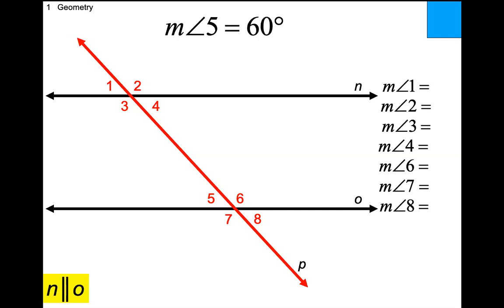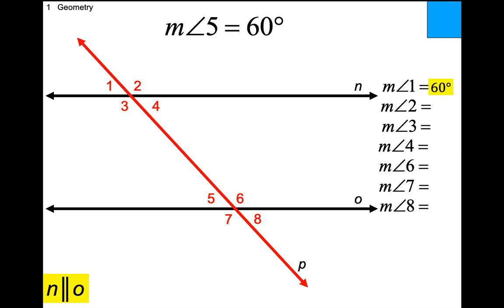So let's see. Angle 5 is right here. It's 60. Well, 1 corresponds with 5. That means 1 is 60. So angle 1 has got to be 60 as well. I'm just going to do them in order. Let's see. 2 is right next to 1, forms a straight line. Therefore, they're supplementary.